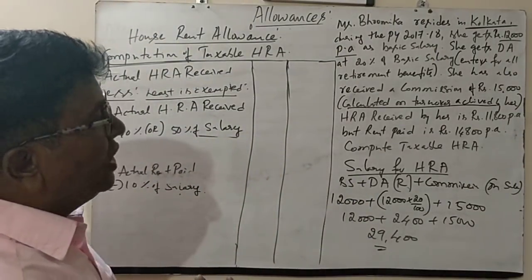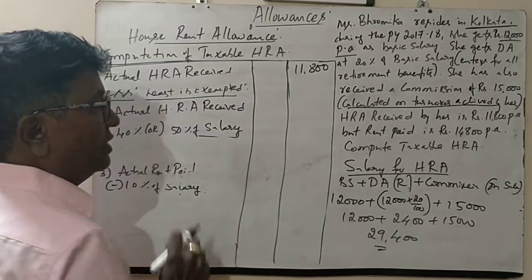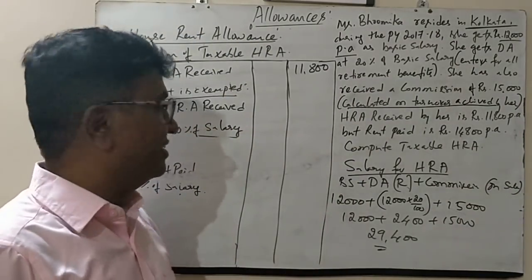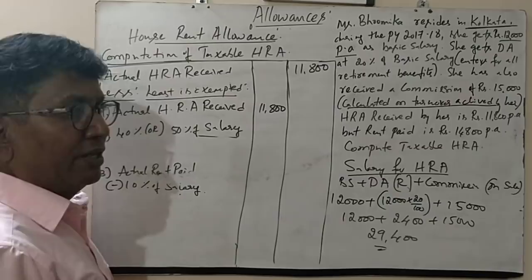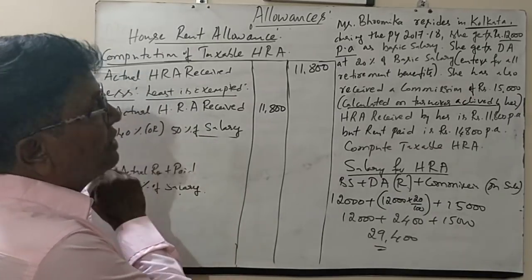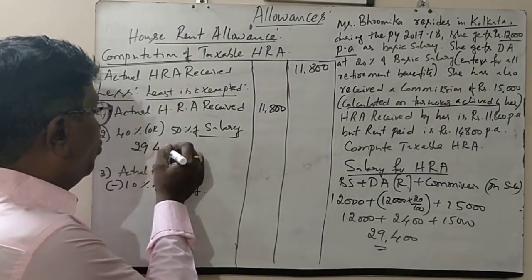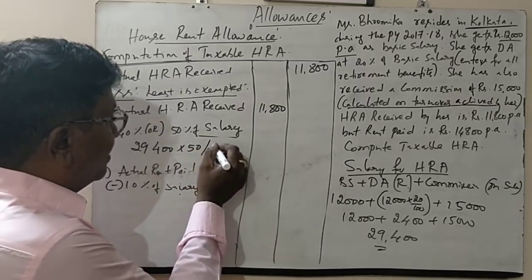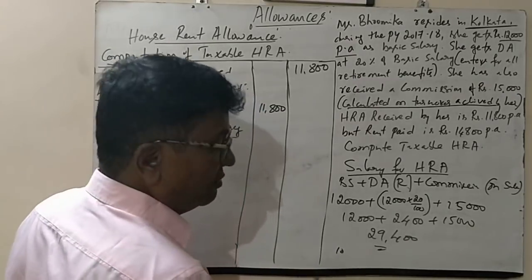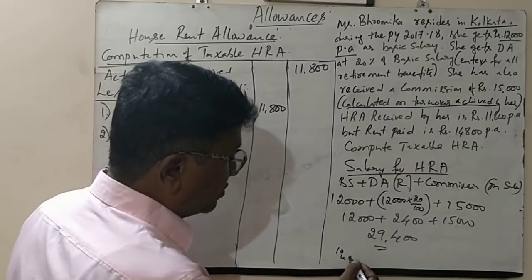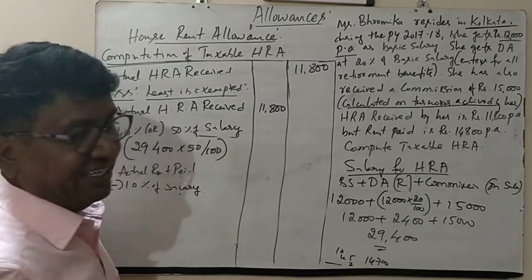Now let us see how much HRA received. HRA received by her is 11,800 per annum. For 1 year, she received 11,800. Now, as I told you, we should take 50% because she is staying in Kolkata, that is a metropolitan city. 29,400 into 50%. See, 50%, how to compute? 50% of 20 is 10,000. 50% of 9000 is 4500, 450 is 200, so totally 14,700. So simple, guys.